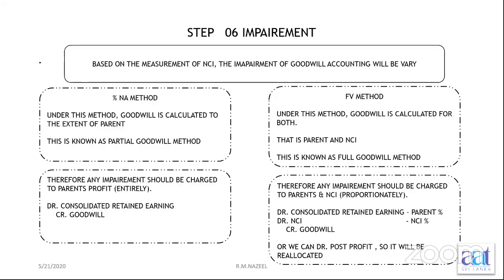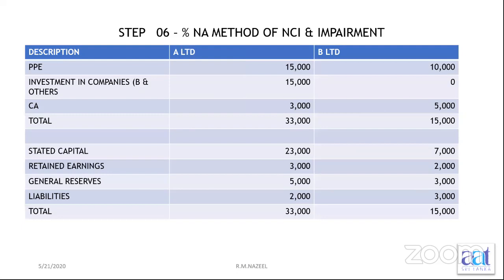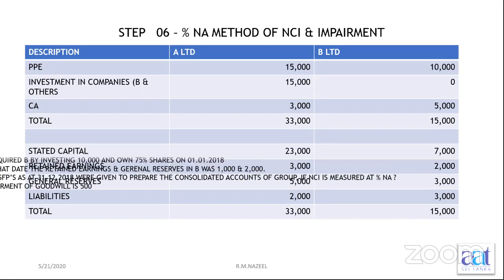But in the exam, what you can do is charge this against post profit in the subsidiary. Post profit is redistributed, so it will get affected, right? So you need not charge for both, but you can credit the goodwill and debit the post profit in the subsidiary, so it will get reallocated to both of the parties, right? Now we'll see another small example. The same thing has been given, and this is specifically focusing on the percentage of net assets method, right?